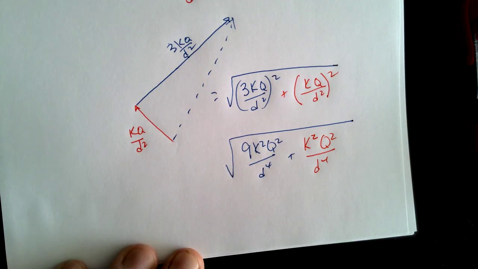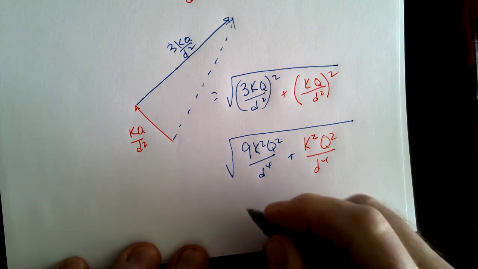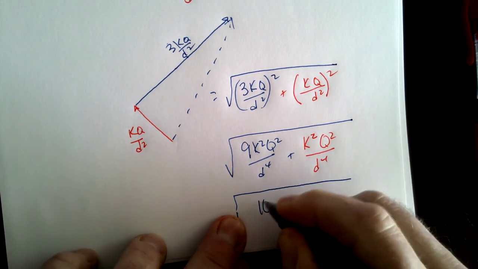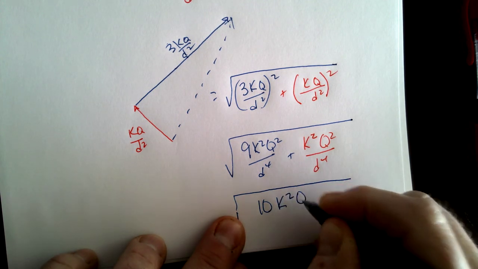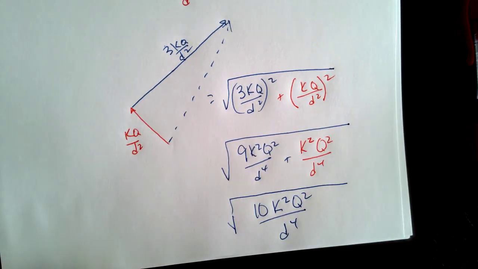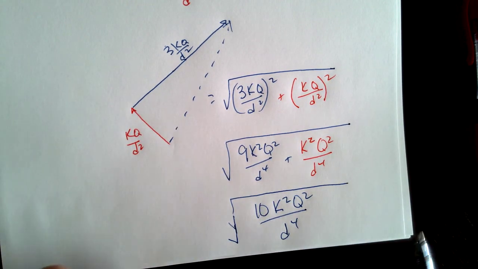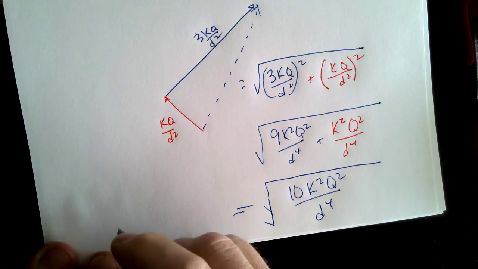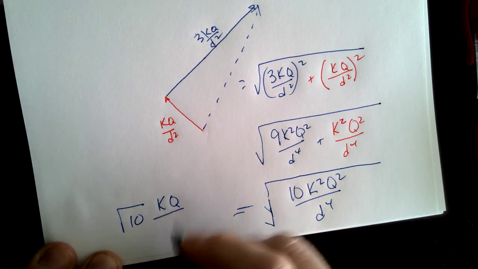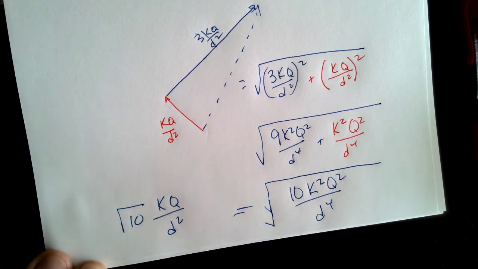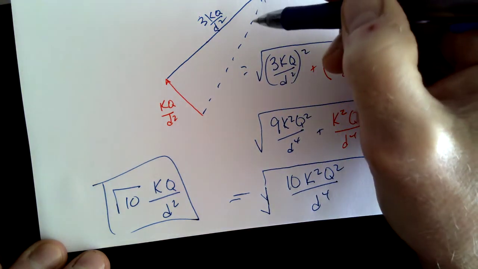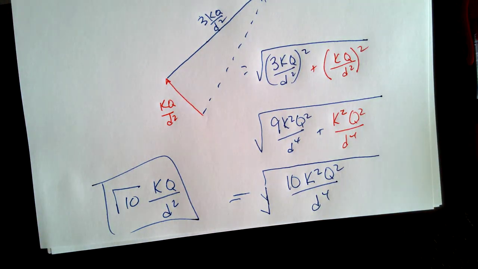Well, that gives you a total of 10 k squared Q squared over d to the 4th. Then take everything in the radical. That'll end up being the square root of 10 kQ over d squared. That's the net electric field, and it's up and to the right. I could ask you for an angle like this if I gave you numbers, but that's how you do it.